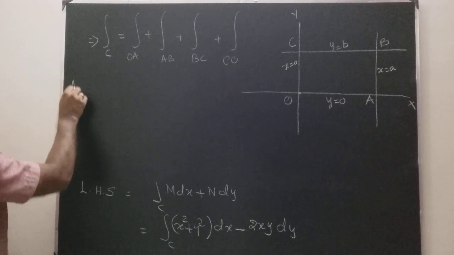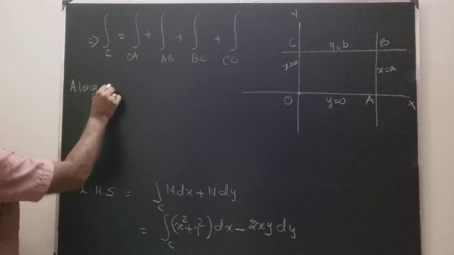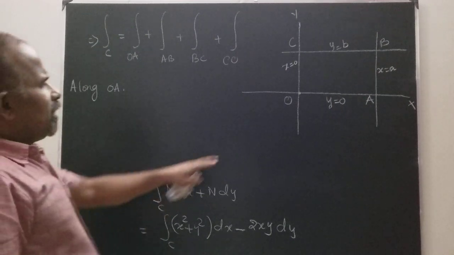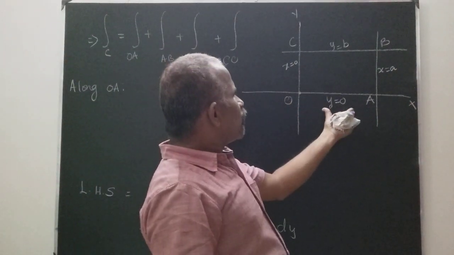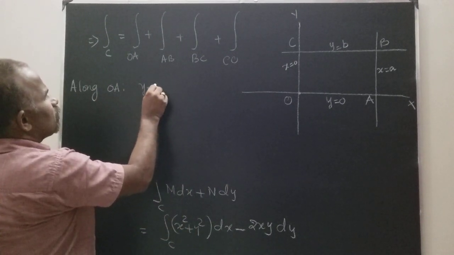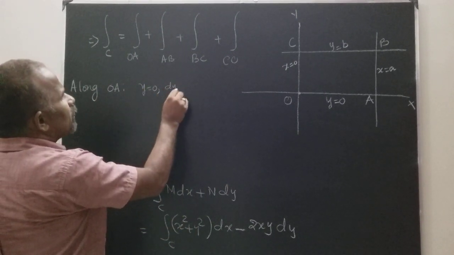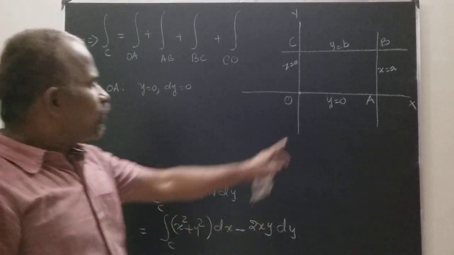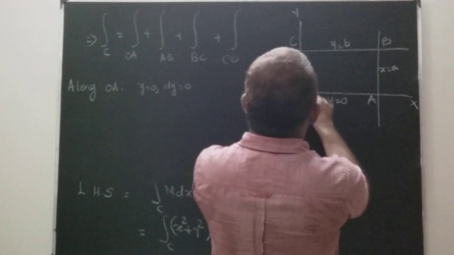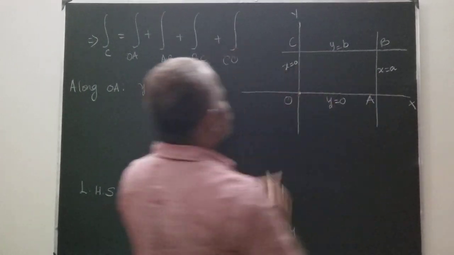First of all, along OA, you have to find out this. Along OA, y is constant. Here y is equal to 0, then dy is also 0. So y is equal to 0, and x varies from 0 to a.